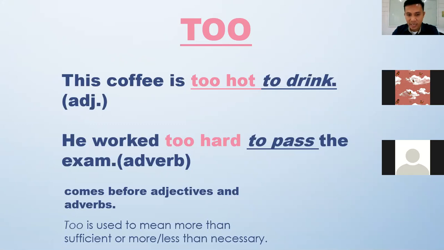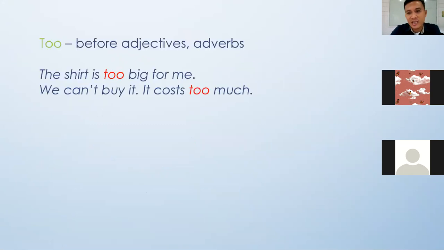Next, just another example. "Too" comes before adjectives or adverbs. For example: the shirt is too big for me. Too big, it's more than what is needed. And also: we cannot buy it, it costs too much. Harganya terlalu banyak, terlalu mahal, right?